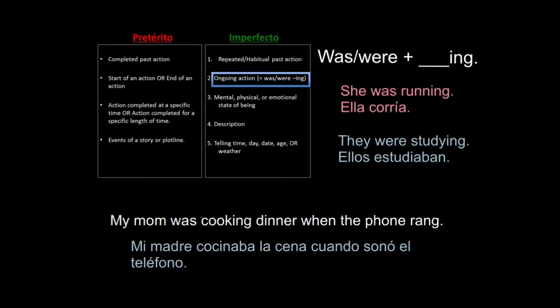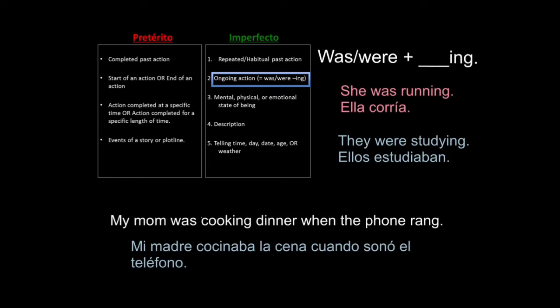The imperfect tense is also used to describe an ongoing action in the past tense. In English, an ongoing action is identified by using the structure was or were plus a verb that ends in the suffix ing. Here are a few examples. She was running. Ella corría. They were studying. Ellos estudiaban.